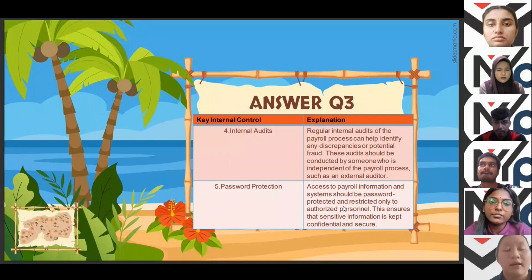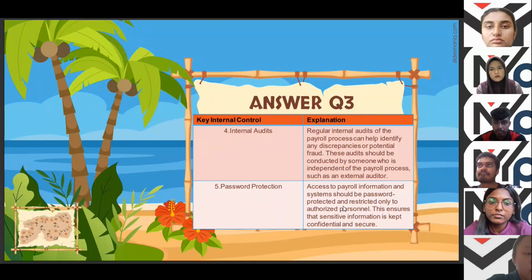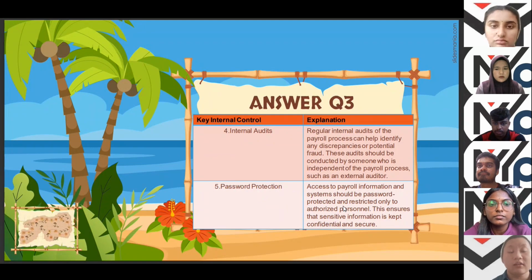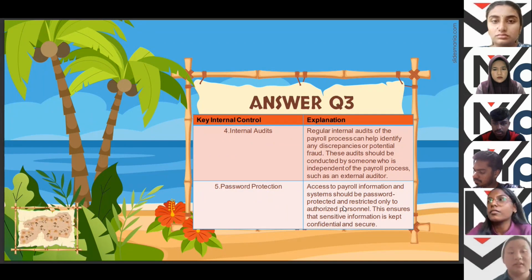After that is about password protection, iaitu perlindungan kata laluan. For this, access to payroll information and systems should be password protected and restricted only to authorized personnel. This will ensure that sensitive information is kept confidential and secure.